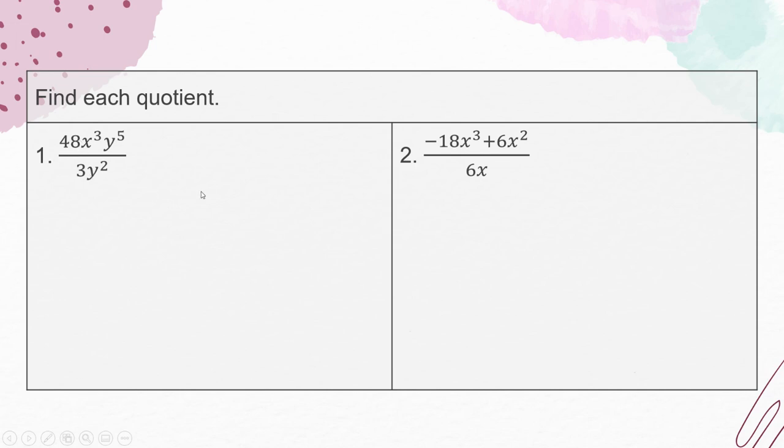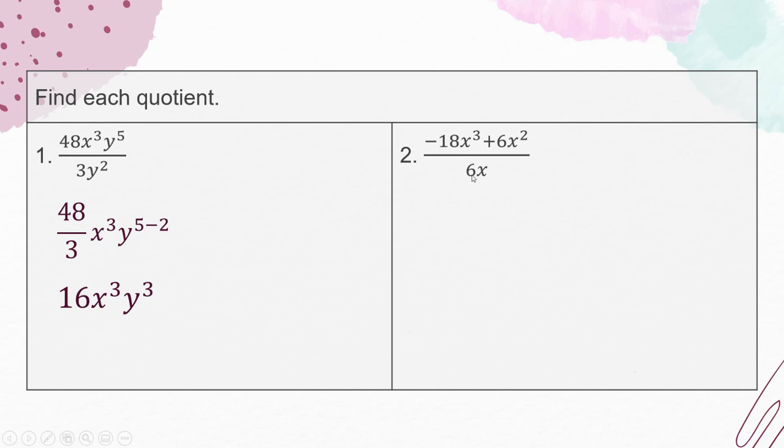In example 1, we have a monomial divided by a monomial. Our coefficients are 48 and 3, and then our variables are x and y. So I have 48x cubed y to the fifth, divided by 3y squared. So we will divide 48 by 3, and then I don't have an x in the denominator, so x cubed stays, and then y to the 5 minus 2, because we would subtract the exponents of these like bases. 48 divided by 3 is 16, and so that simplifies to 16x cubed y cubed.